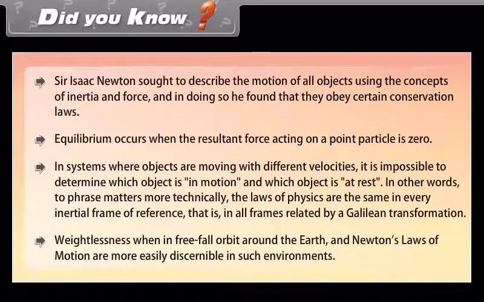Weightlessness when in free-fall orbit around the Earth, and Newton's laws of motion are more easily discernible in such environments.